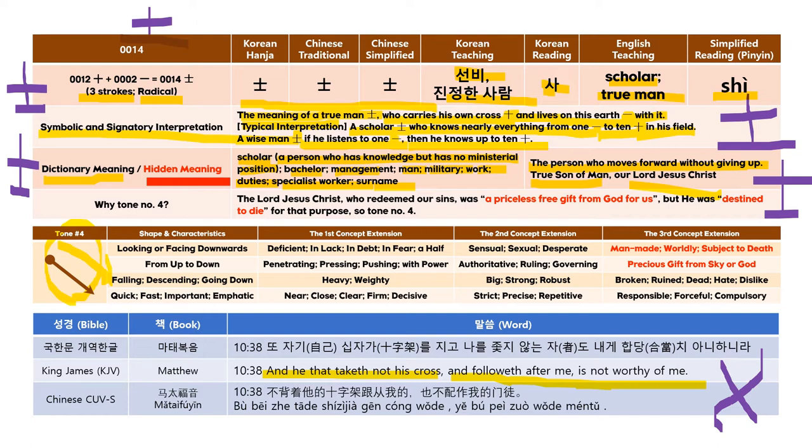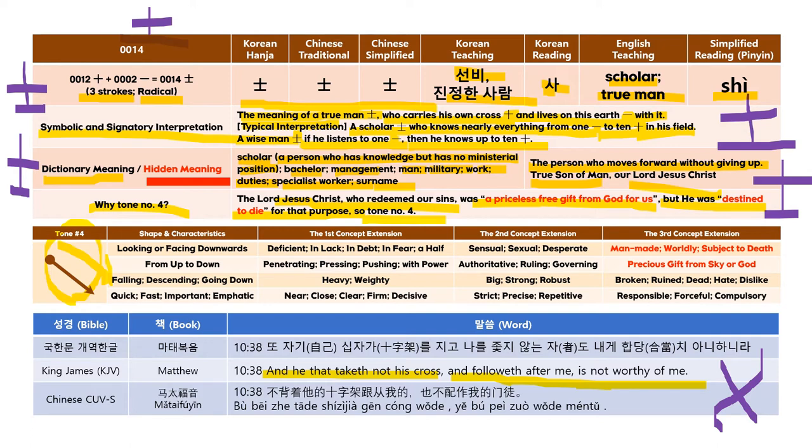Okay, that's the true man. Why does this character have the tone number 4 value? Jesus Christ, who redeemed our sins, was a priceless free gift from God for all of us. But he was destined to die for that purpose. So, tone number 4.